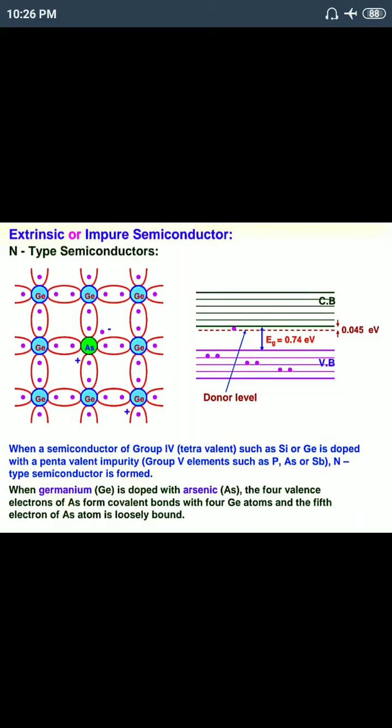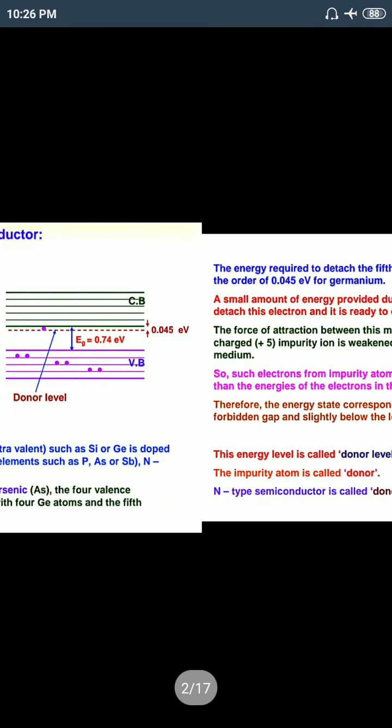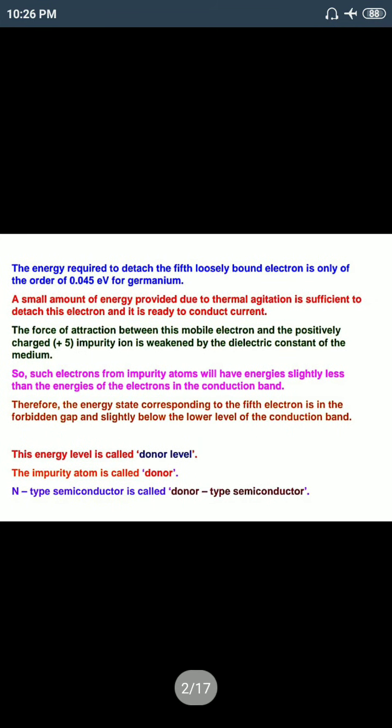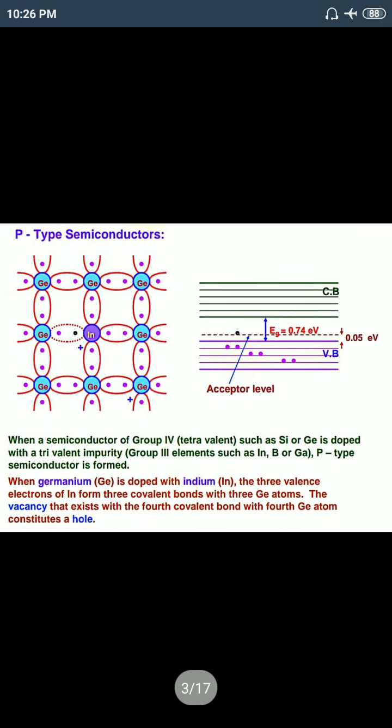So this is the energy band diagram for the n-type extrinsic semiconductor with the donor level. Here the impurity atom is called the donor, and the energy level is called the donor level. Everything is written over there. Next is the p-type semiconductor.